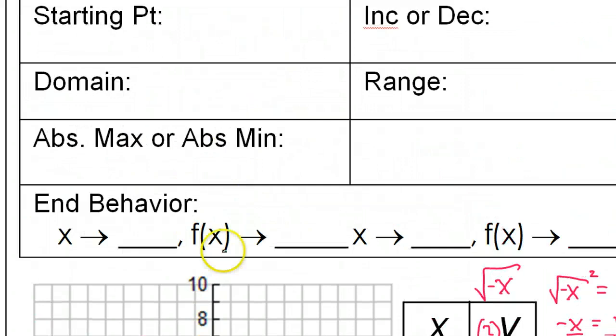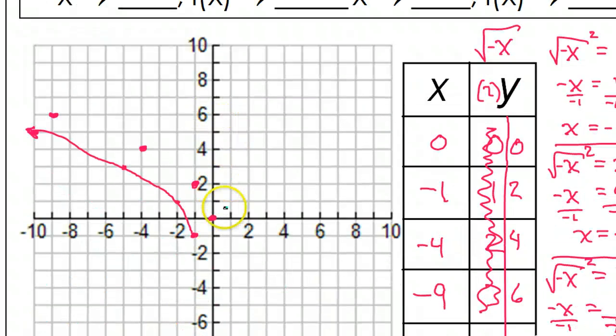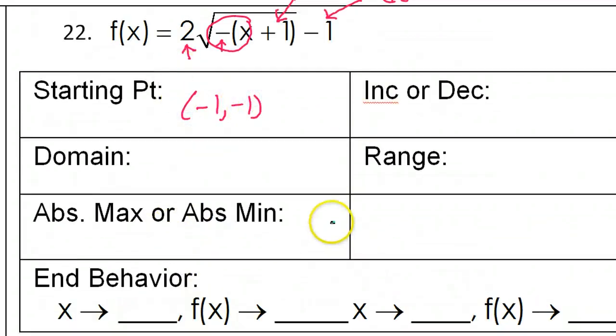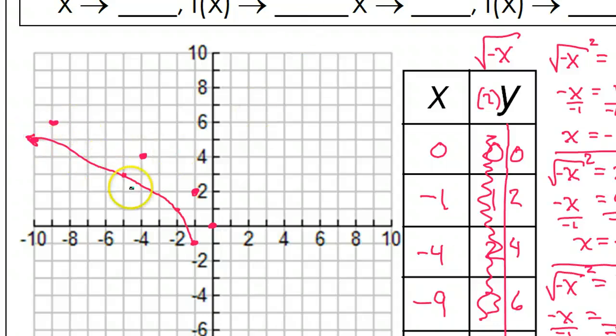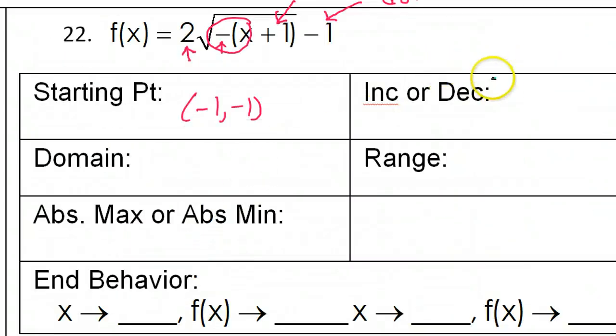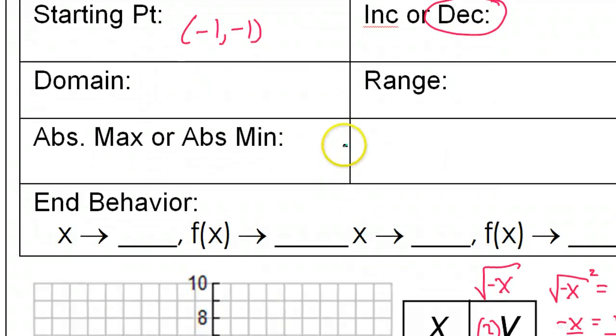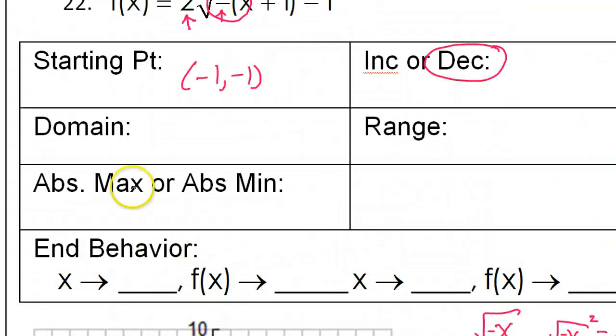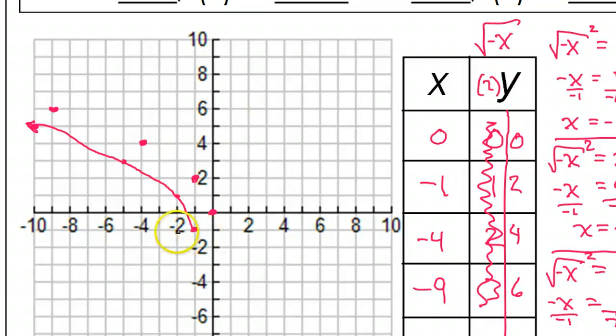Okay, so let's answer these questions. What's the starting point? Well, it's negative 1, negative 1. Is it increasing or decreasing? Well, from left to right, this entire thing is downhill. So that is decreasing. What about the domain? Domain is x values. The x values go from negative infinity to negative 1. What about the range? The range is y values. The y values go from negative 1 to infinity.